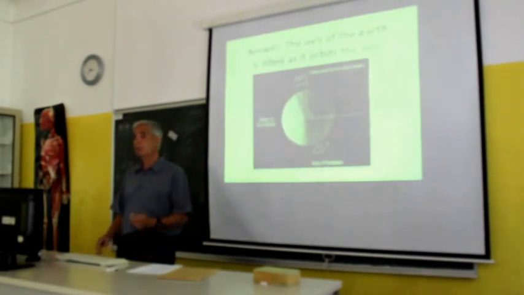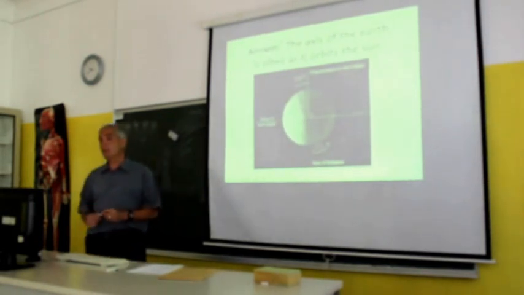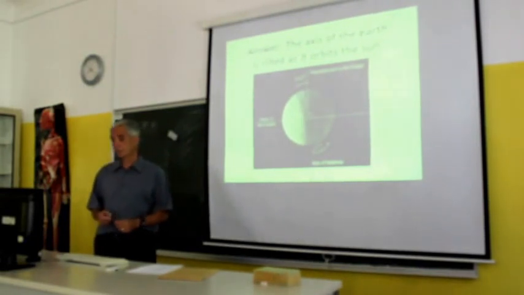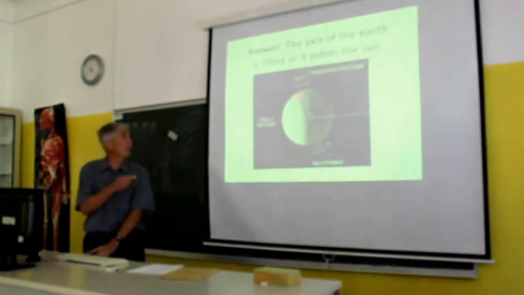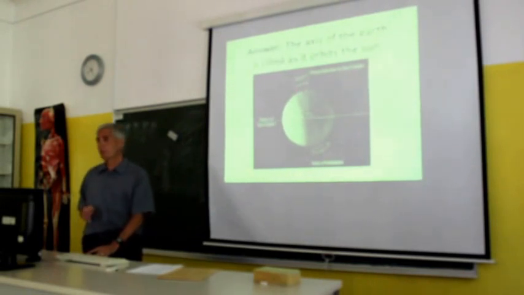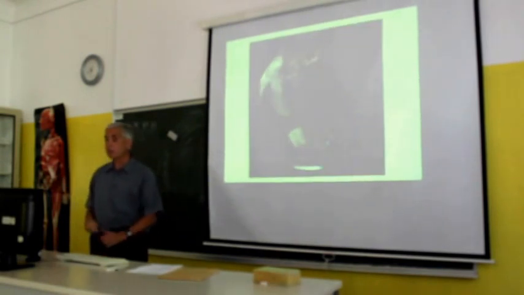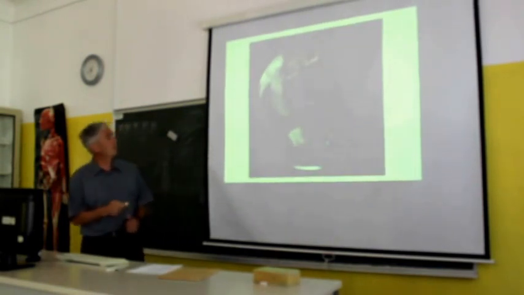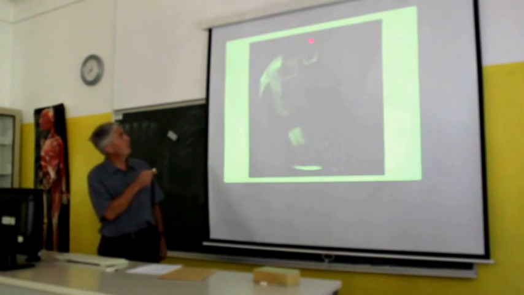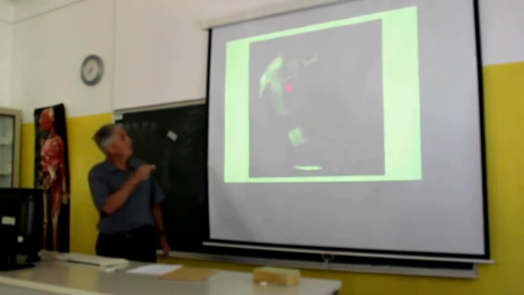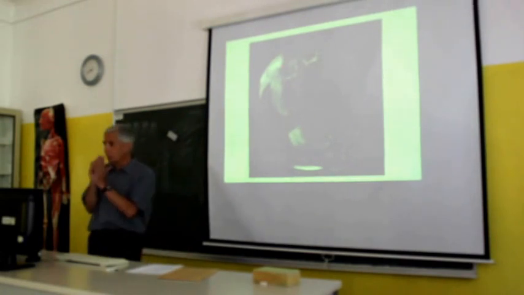The reason is because the axis of the Earth is tilted as it orbits the sun. It's tilted by 23.5 degrees. So it's not going at 90 degrees, it's going a little bit tilted. And you can see that in this picture. The Earth is rotating on the axis from the north to the south pole, but here's the sun. It's tilted to the sun.